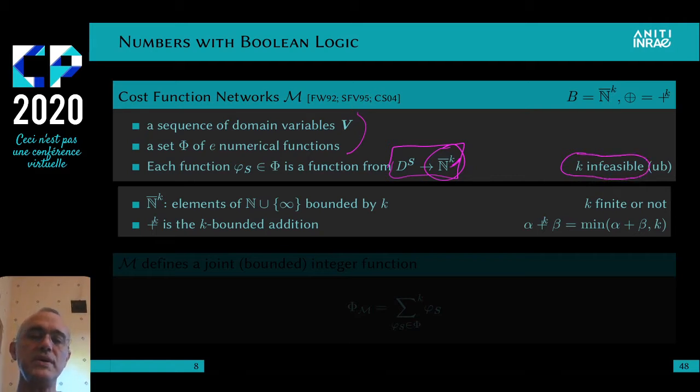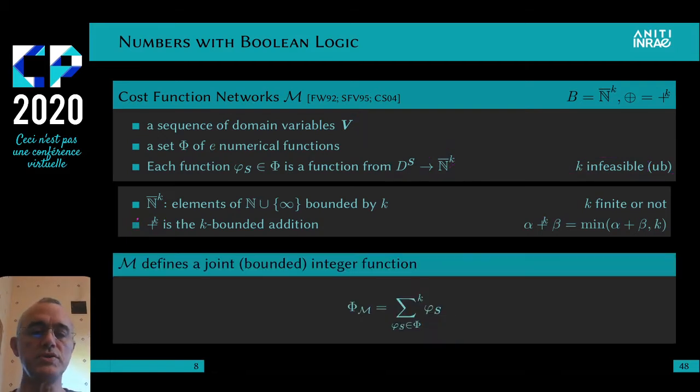So that if at some point the cost of an assignment reaches k, it means that this assignment is infeasible. So it's an upper bound. And to combine the functions, we use this operator, which is bounded addition, simply to have an internal operation. So the joint function is simply the bounded sum of all functions, as this small k indicates here.